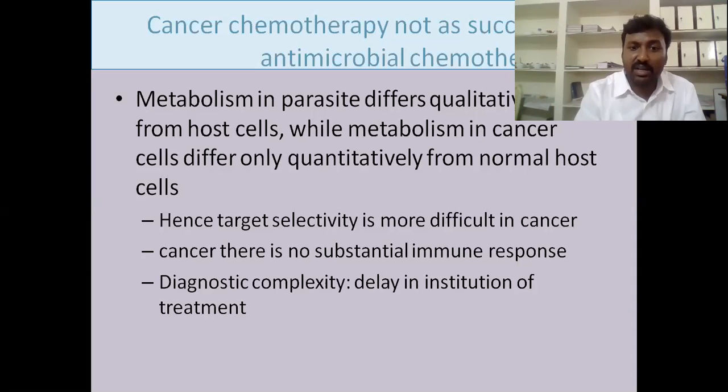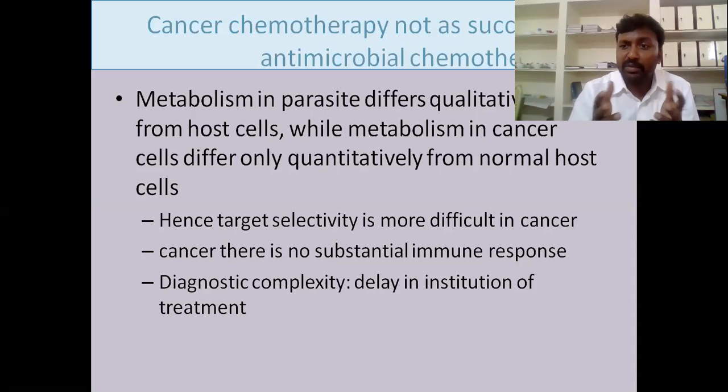Diagnosis is also a complexity, very difficult in cancer. Which cancer is it? Where is it formed? There is a delay in the institution of treatment. Some people get cancer and don't know they have it. By the time they know, it may be a chronic condition, or they get more pain, and then the cancer has already developed. So that's why diagnosis is difficult.